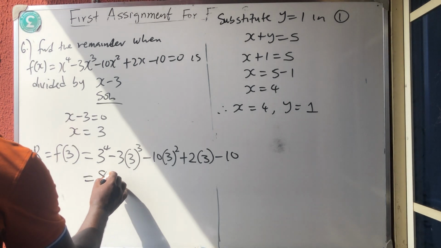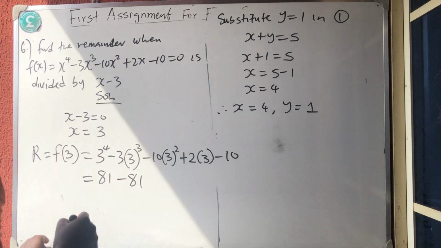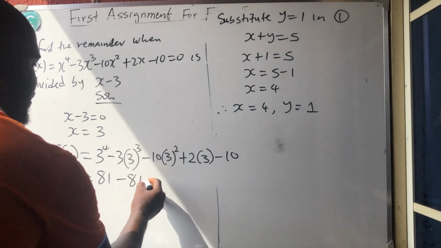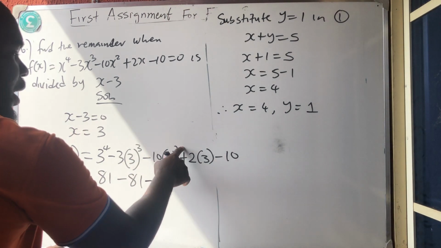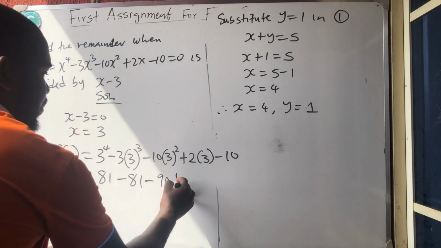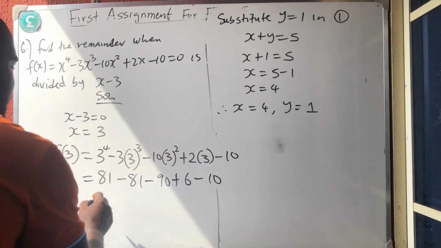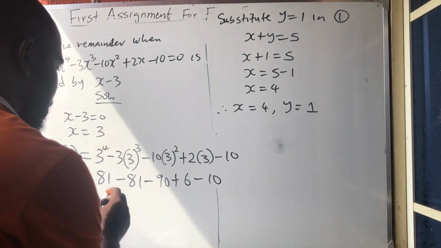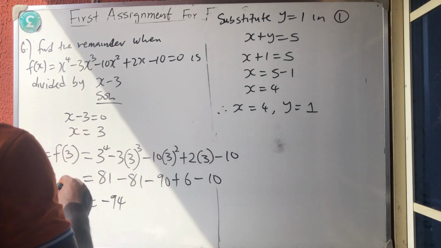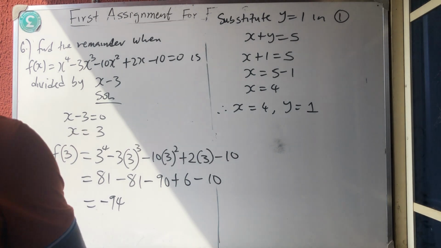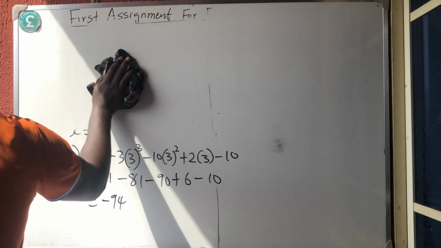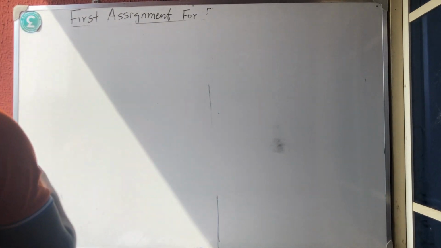So I'm having 81 here minus 81 here, because 3 raised to power 3 is 27, 27 times 3, 81, minus 90. 3 raised to power 2 is 9, 9 times 10, 90, plus 6 minus 10. Okay, so the 81s are gone. Minus 90 plus 6 minus 10 will give you minus 94. That is the remainder. The remainder is simply minus 94. Okay, so let us solve the next one. Number 7.